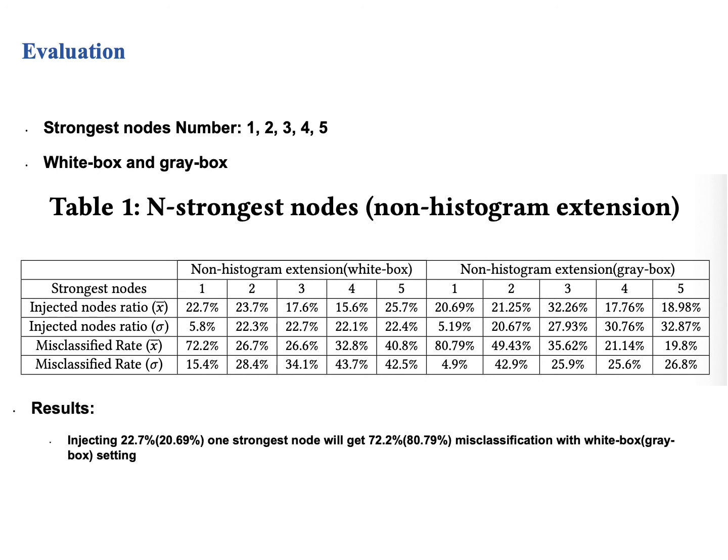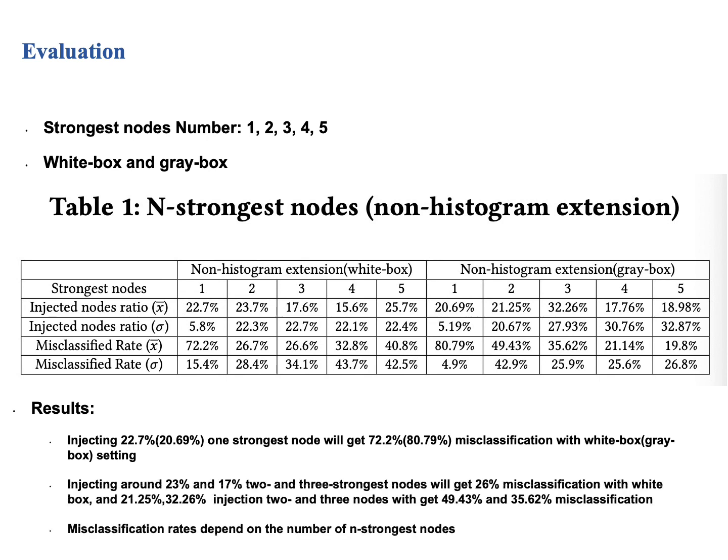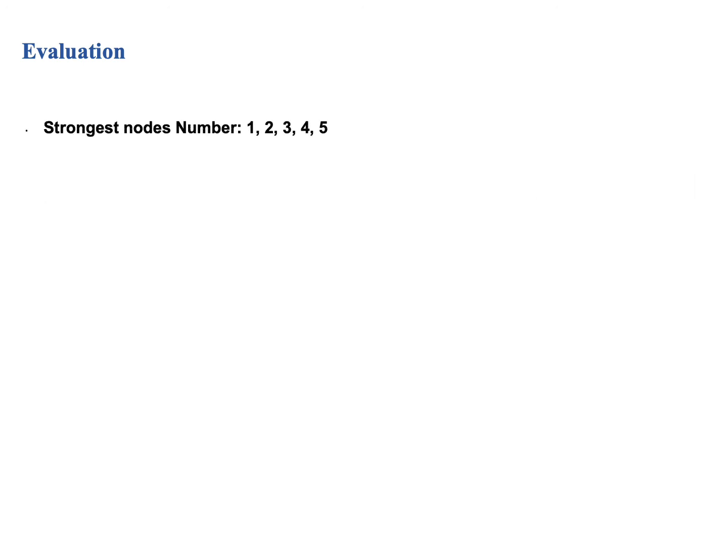Our result: we can get 72% misclassification with the white box setting, just injecting 22% nodes. We also get different misclassification rates with 2 and 3 strongest node injection. The last result is that the misclassification rate depends on the number of the strongest nodes, of course.